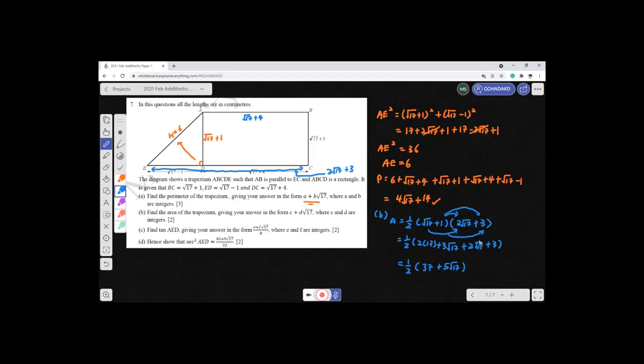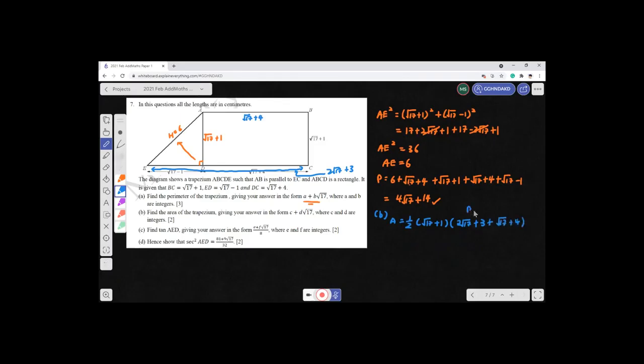Oh, I think I missed out something. Because the area of a trapezium is not just times the bottom. I need to add the top here. I haven't added it, right? So let me add it on. I only have the bottom, I haven't added the top. So plus 17 plus 4, the top.